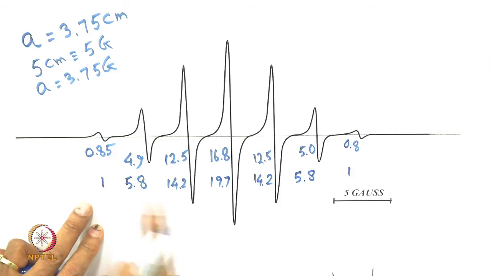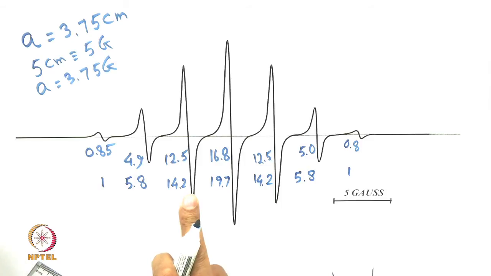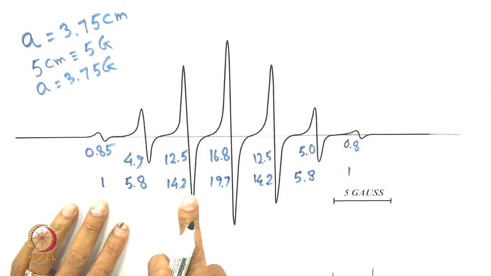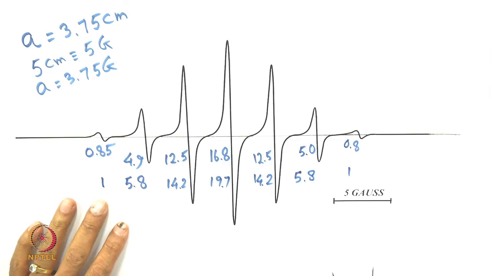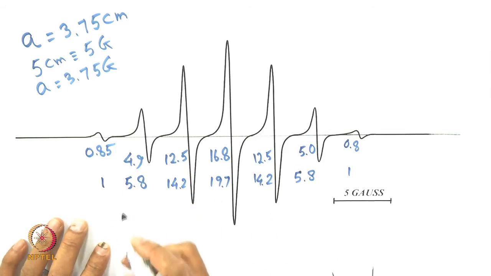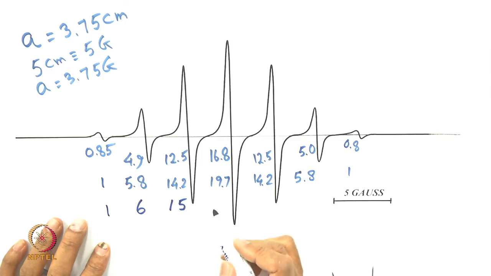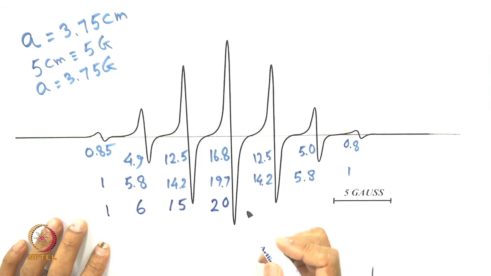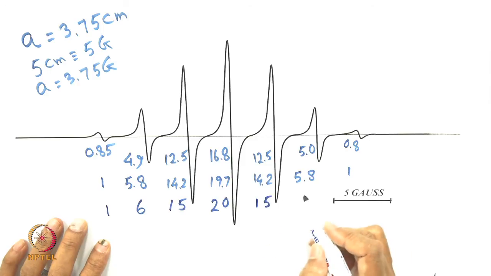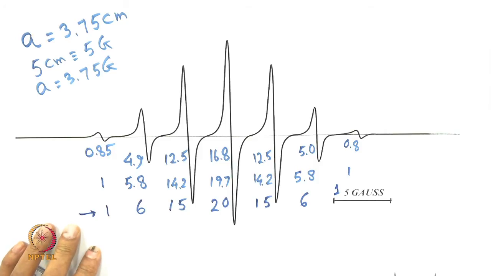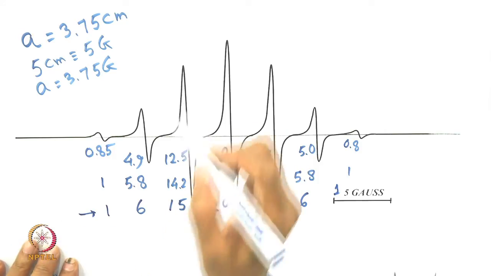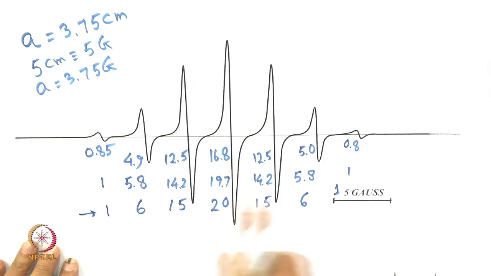Okay, so now these numbers we round so that we can get the values that a Pascal triangle can give, either for spin half or for other nuclei. It is very obvious that the pattern which matches very nearly to the Pascal triangle corresponding to spin half nuclei is 1, 6, 15, 20, 15, 6, and 1. So this is nothing but 6 spin half nuclei can give rise to such relative intensities.